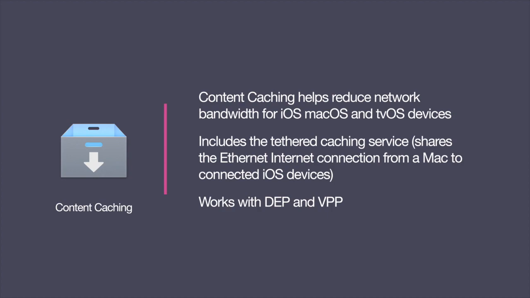Content caching. Content caching helps reduce network bandwidth for iOS and macOS devices. It also includes tethered caching services, which share your Ethernet internet connection from a Mac to a connected iOS device. This is particularly handy if you're deploying a batch load of iOS devices, and you can cache the content locally on that device when deploying them. Content caching works with DEP and VPP and caches software types such as software or security updates, firmware updates, applications, and iCloud content.